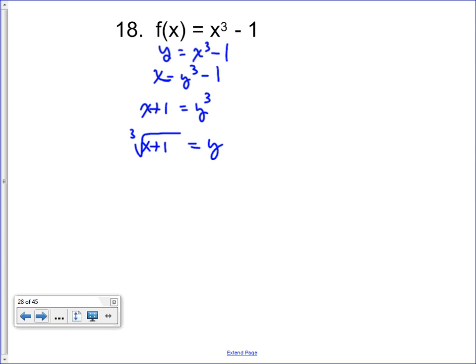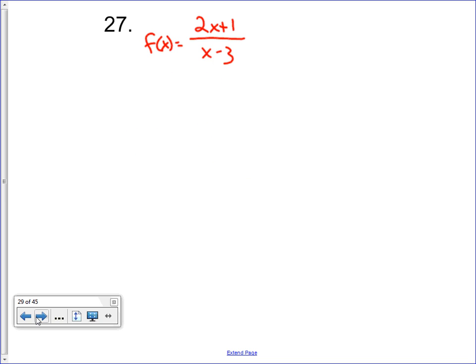And now we'll take that y and turn it into f inverse of x, and f inverse of x is the cube root of x plus 1. Okay? So there's number 18. And now let's look at 27.